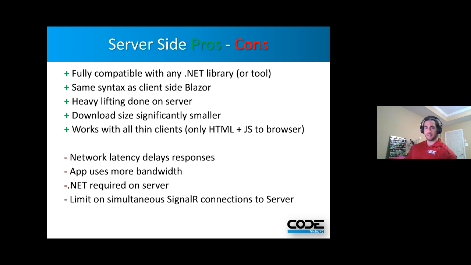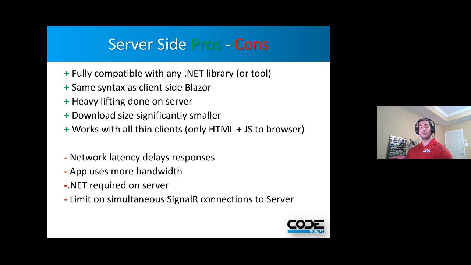The download is significantly smaller. That shouldn't come as a surprise because on a server-side hosted Blazor app, the only thing you're downloading is HTML and a little bit of JavaScript to the browser, because that's all that the server gives you through the SignalR connection. Everything else is done and computed on the server.